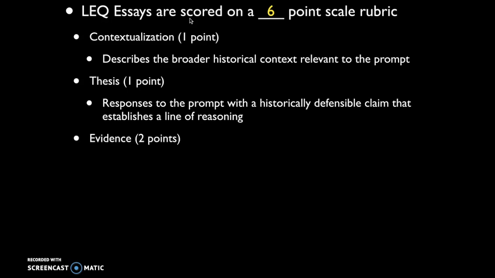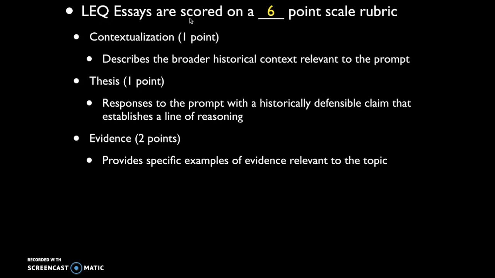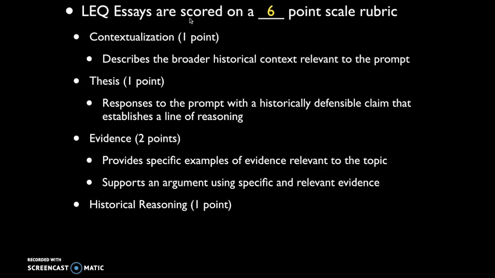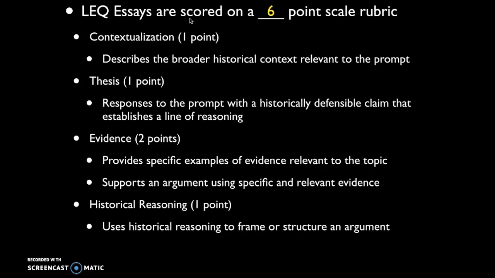There are 2 points for evidence on the LEQ. The first is if you provide specific examples of evidence relevant to the topic. And the second is if you then take it a step further and support your argument using that specific and relevant evidence. The 5th point is for historical reasoning. So you use historical reasoning when you frame or structure your argument. And this will many times revolve around whether, if it's a causation essay, you're giving multiple causes, or if it's a comparative essay, you're not only identifying similarities if that's what they ask for, but also differences. And in a CCOT essay, if maybe they ask for changes, you also address some continuities.